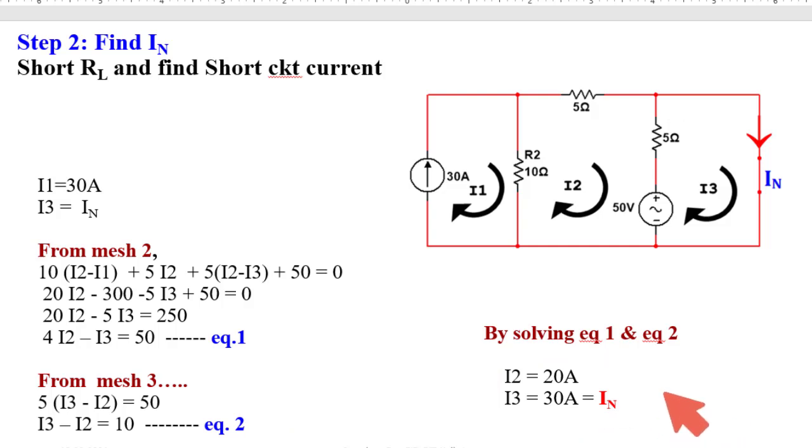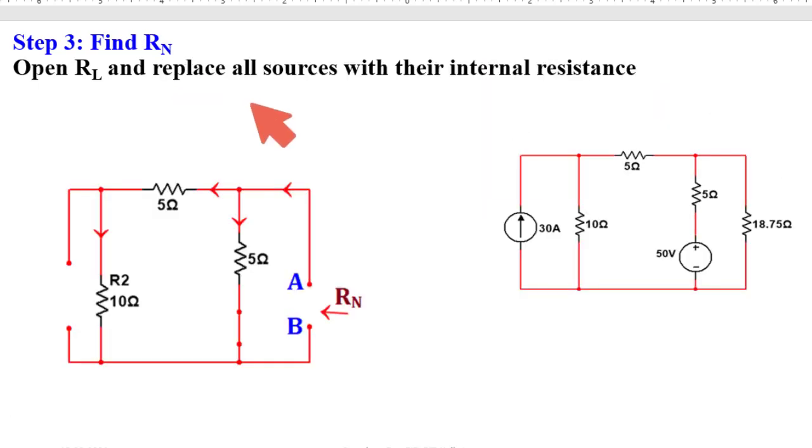What we need next? Next we need to find out Norton resistance. To find the Norton resistance, what we need to do? Open the RL. So this resistance will be open. Say I have opened this one, and all the sources will be replaced by their internal resistance. Two sources are here, current source and voltage source.